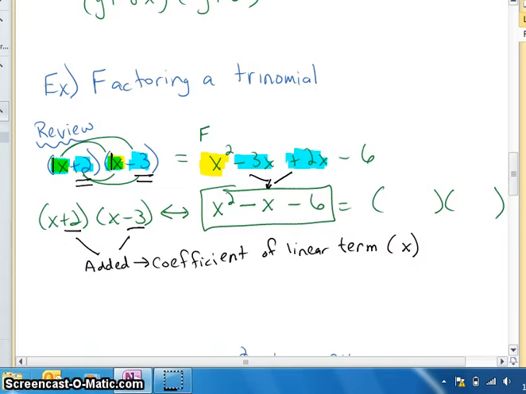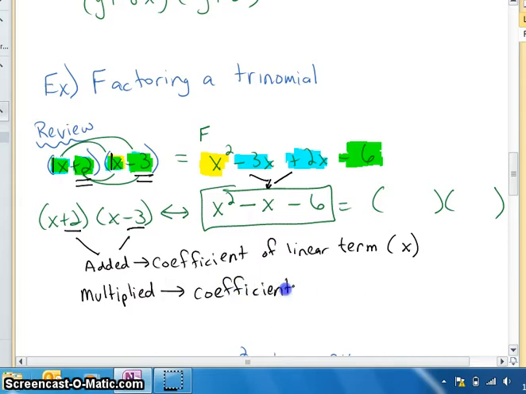What about this last number? How do I get this negative 6? Well, that comes from positive 2 times the negative 3. So that means I need to multiply them. So multiplied gives you the coefficient of the constant term. Or you could say just the constant term. So this is with no variable.